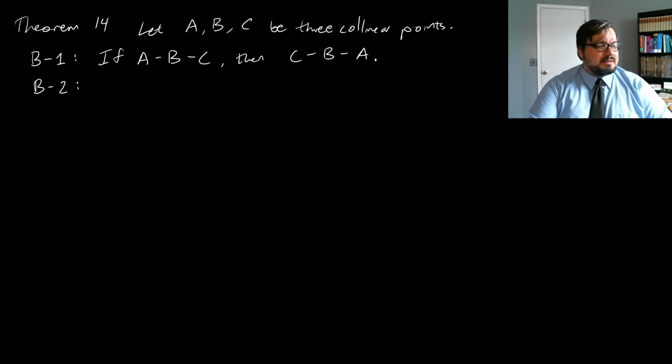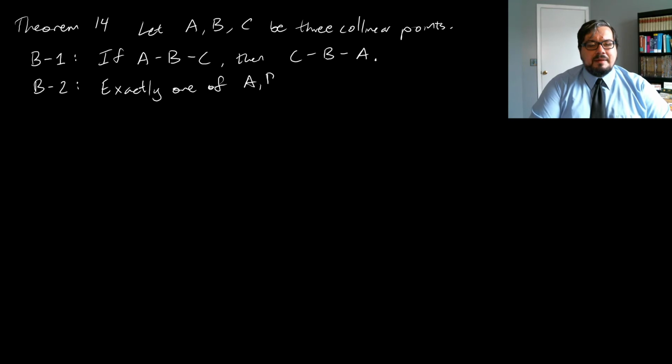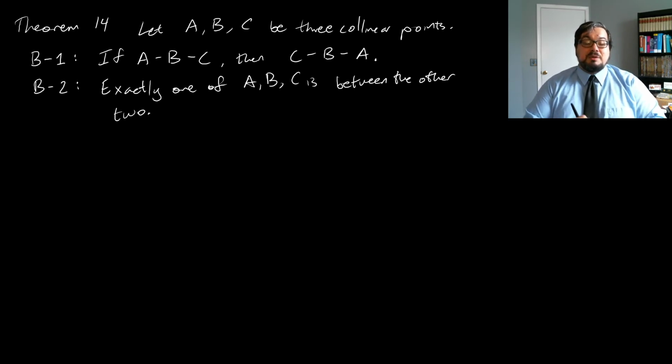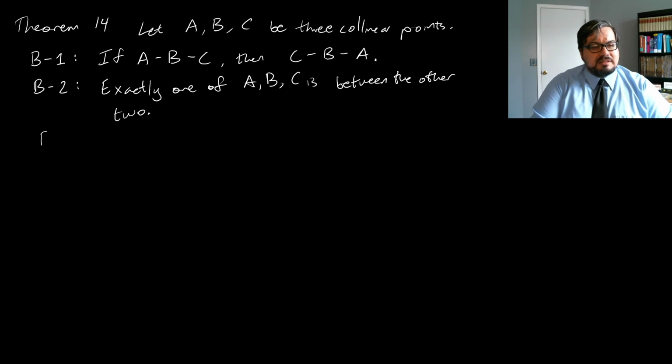B2 says that given any 3 points on a line, exactly one of A, B, and C is between the other 2. We can't have that B is between A and C, but also that A is between B and C. That doesn't work. Exactly one is between the other 2.